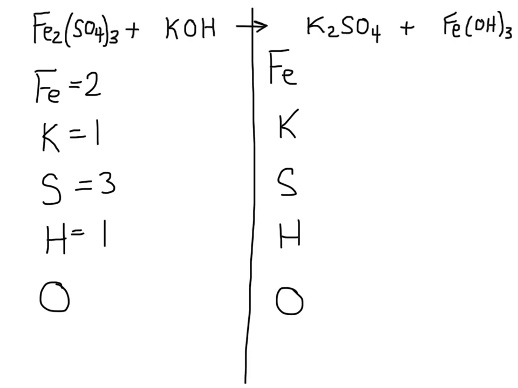And then the last thing to count here is the oxygen. So there's 4 oxygen inside these brackets. We're multiplying that by 3, so there's really 12 oxygen here. Plus that 1 is 13 oxygens.